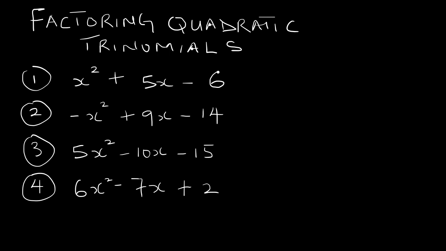A quadratic trinomial is a polynomial with three terms. So the problems we are looking at today all have three terms. We have the x squared, we have the term with x, and we have the constant. And the variable x, as you can see, has the highest power of 2. So these kinds of expressions are known as quadratic trinomials.